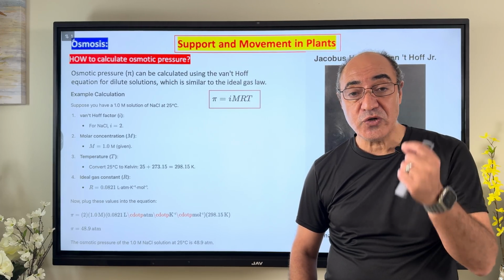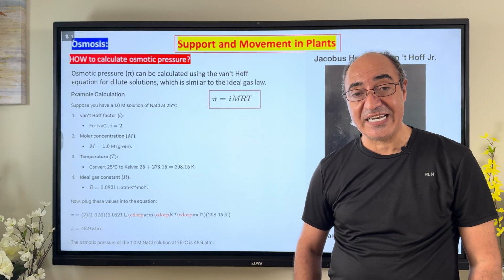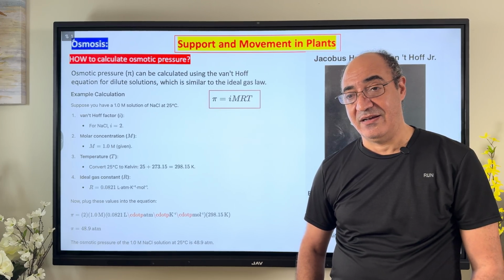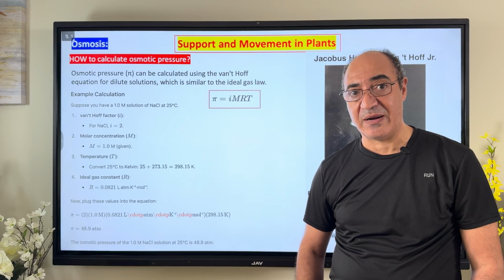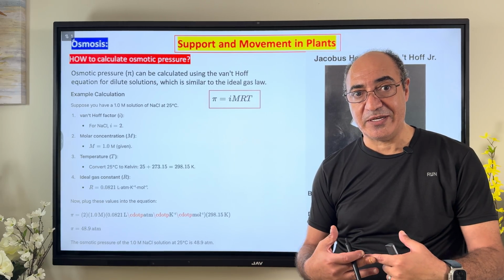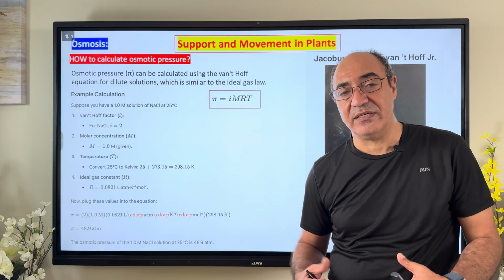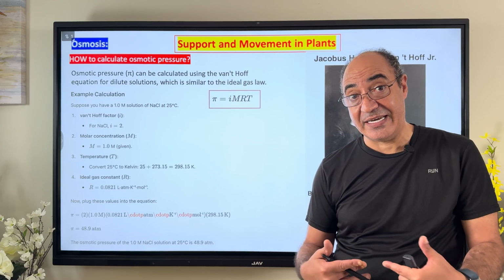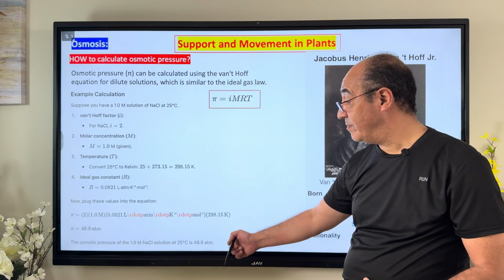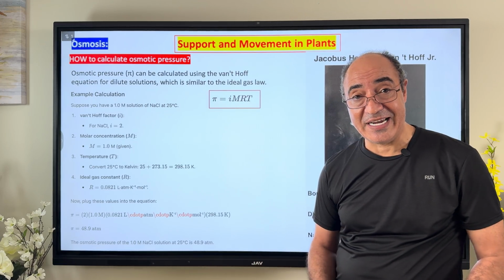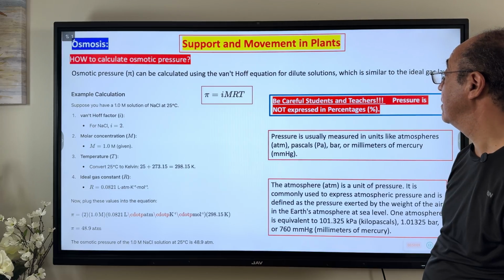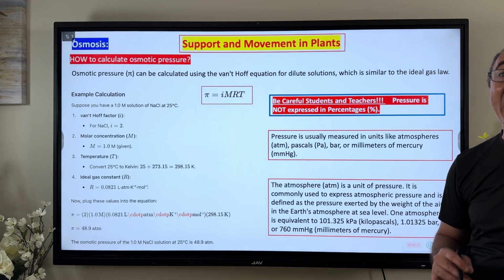The unit is really important. You have to use the right unit. You cannot just say any number, right? And say percentage. Percentage means nothing in pressure, unless you're talking about two solutions coming together and the relative pressure between one and another. Then in this case, you can use percentage. But pressure is measured in atmospheres. So be careful, students and teachers alike.